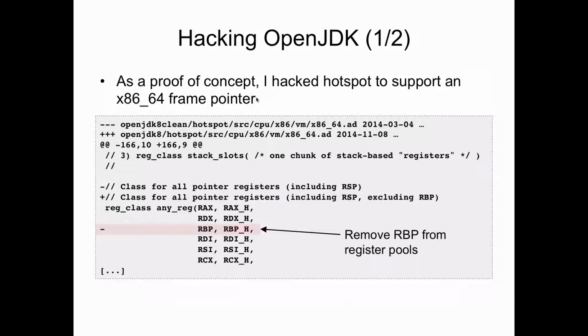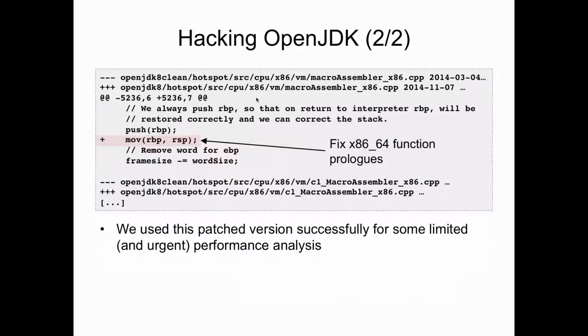Since OpenJDK is open source, last year I started hacking on it to see if this was even possible, and found it was. I removed RBP from the register pools in OpenJDK and fixed the function prologues, which initialize the frame pointer register properly. In the end, it wasn't that many lines of code I changed. And it worked. It fixed the flame graphs.